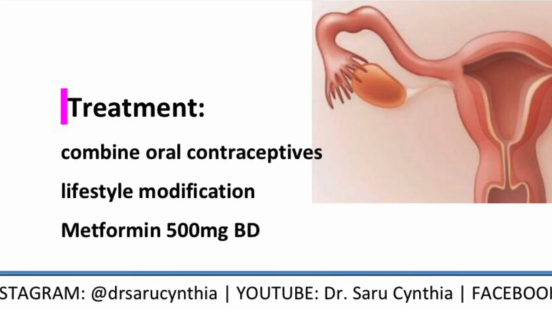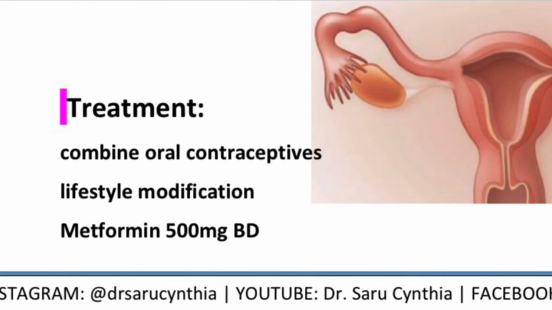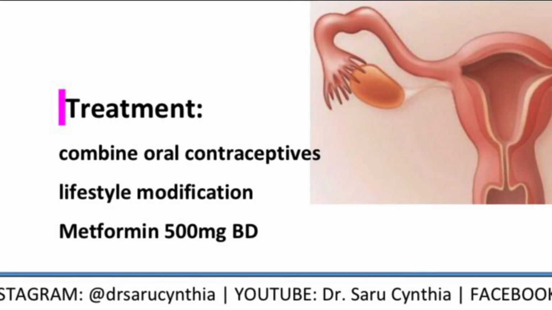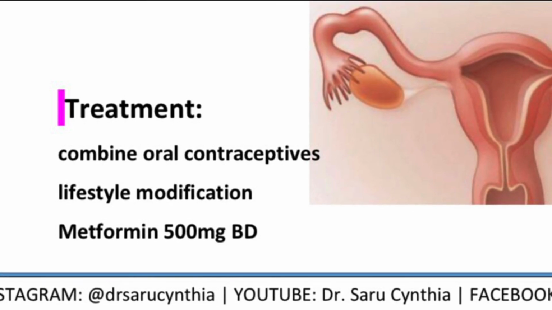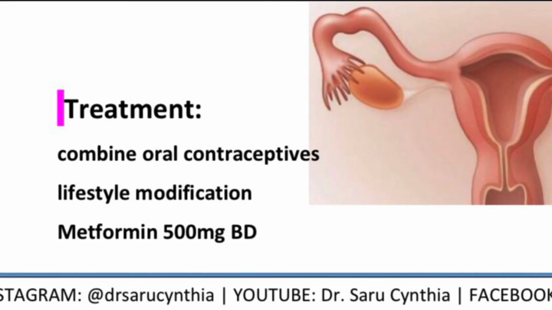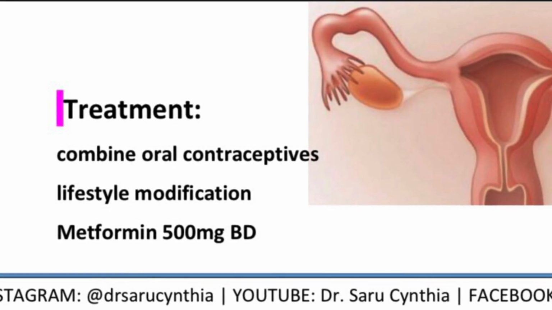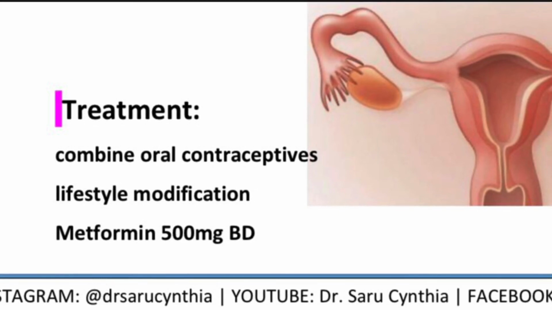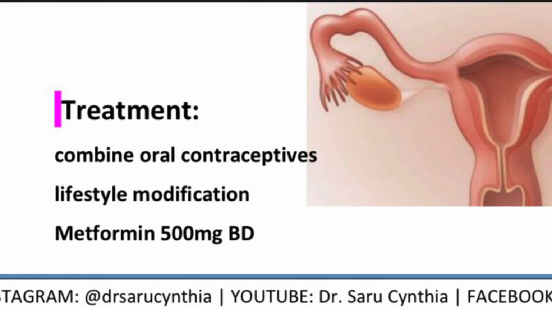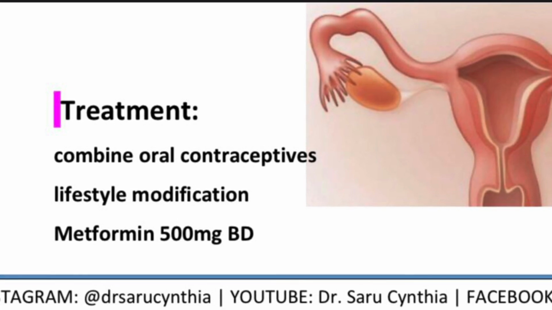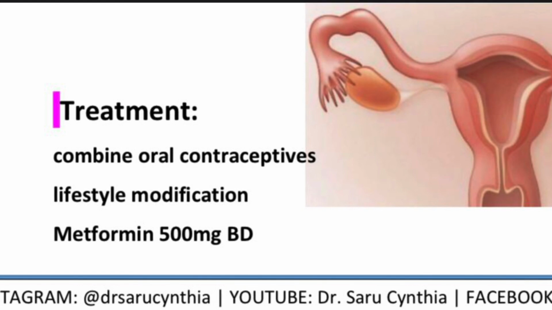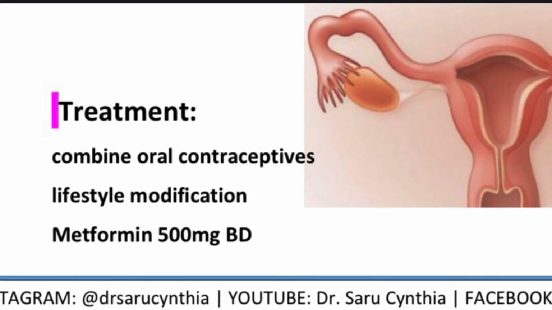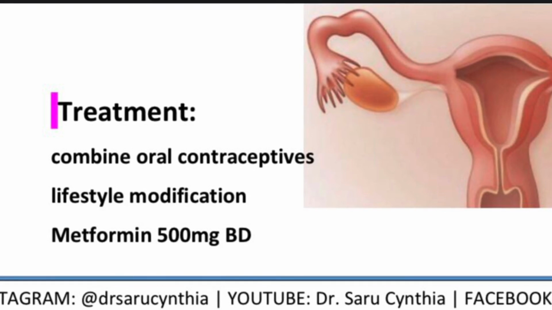For ovulation induction, clomiphene has been widely used, to help with your ovulation, plus the insulin resistance that would have started. Metformin is also normally prescribed at 500 milligrams BD. I was telling you about the surgical treatment. There are some that have been documented, like laparoscopic ovarian drilling, and laser vaporization.